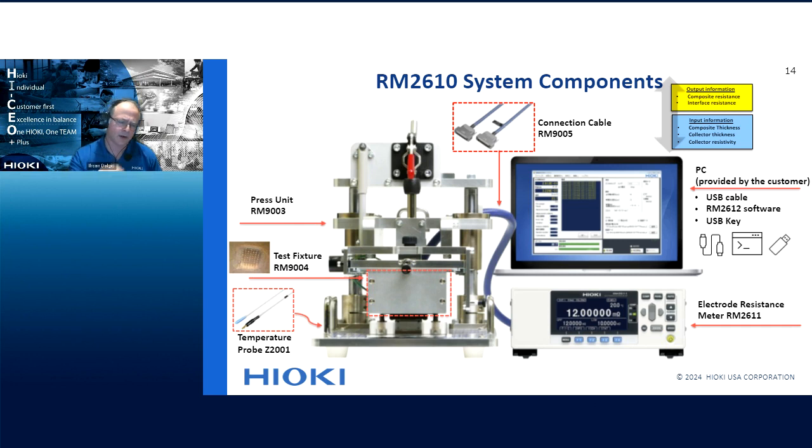This slide is a brief view of the system components. The system comprises a press unit, which is hand activated, and the test fixture that contains the probes, which make contact with the surface of the electrode sheet. There's also a temperature probe and the electrode measurement meter, the RM2611, that's part of the system.